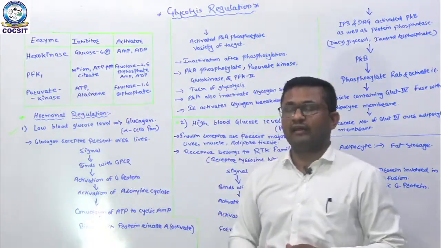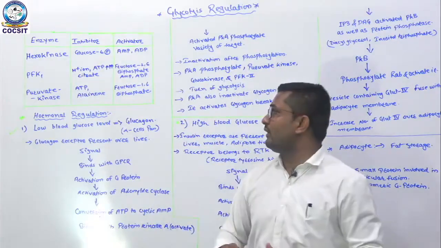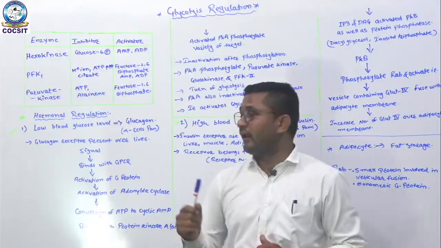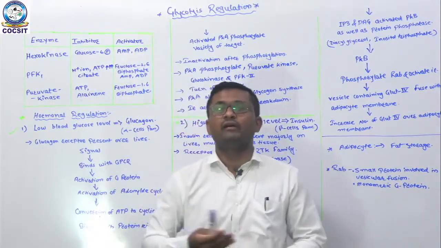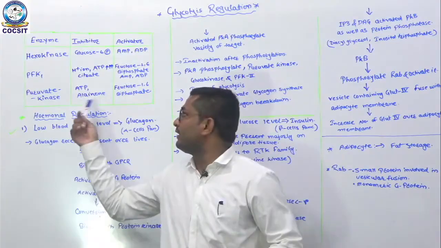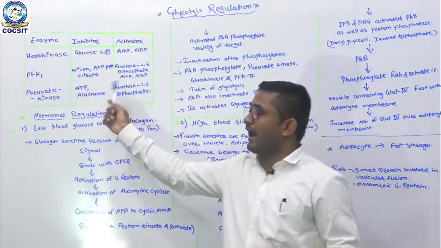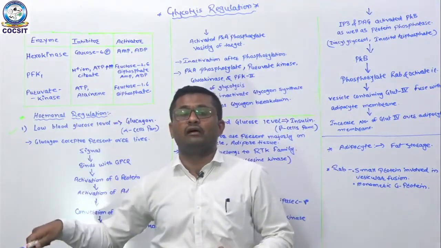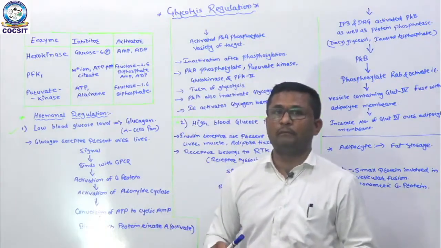Next, the last enzyme is pyruvate kinase. This is also a very important enzyme in glycolysis. The inhibitor for this is ATP. If ATP concentration is high, there is no need to produce more ATP, and that's why ATP will inhibit the activity of pyruvate kinase. Alanine is also an inhibitor of pyruvate kinase.